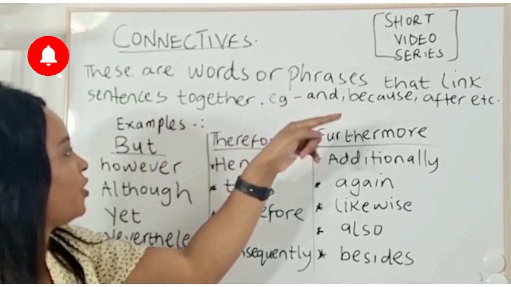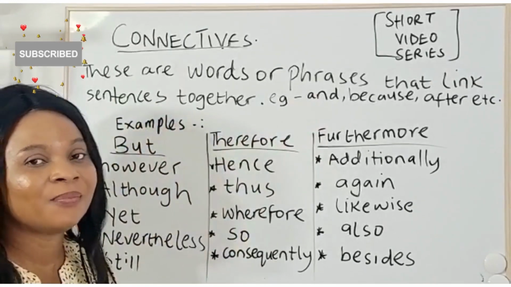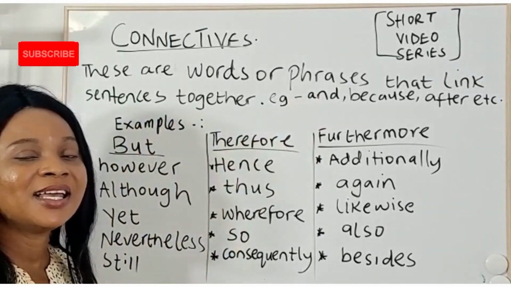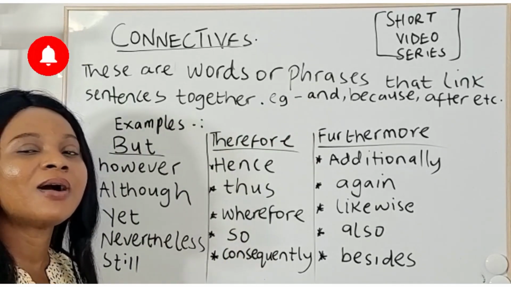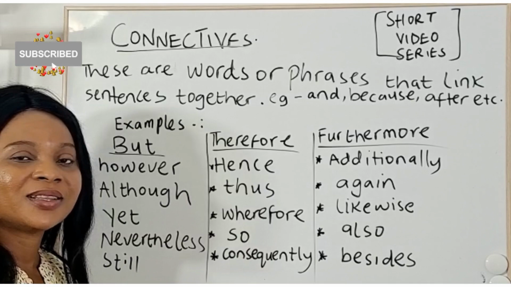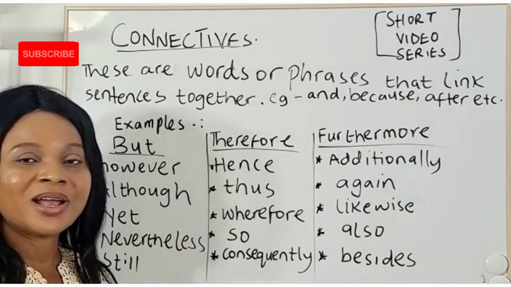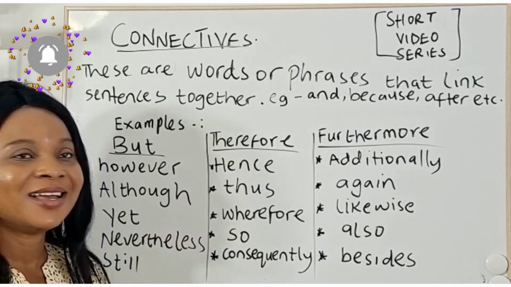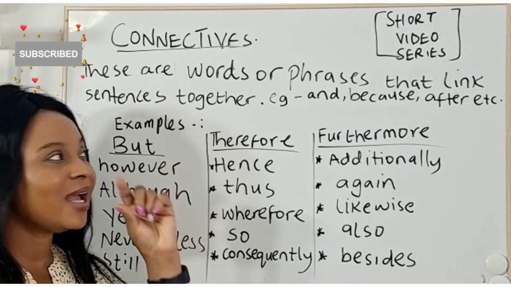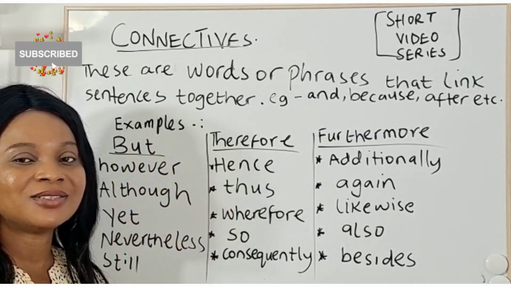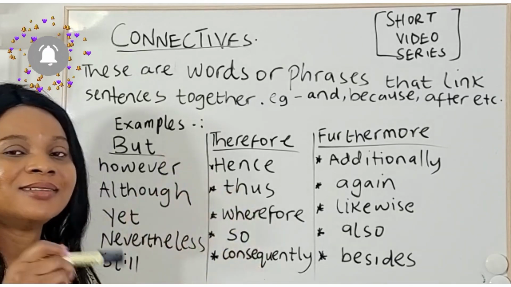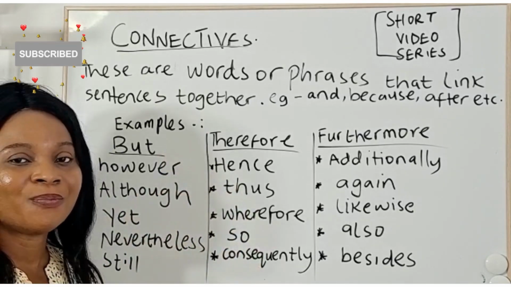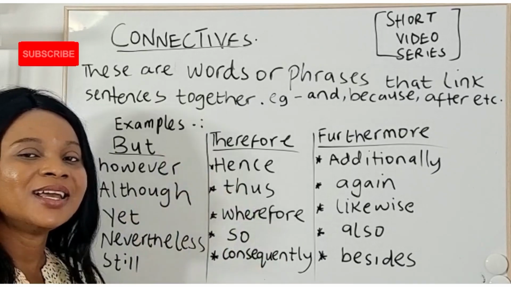Connectives are words or phrases that link sentences together. When you write an essay, you have to link them up with something. The boy and the girl were in grade 4. Now the boy, the girl were in grade 4. That word and is a connective. Now that word and has joined the two sentences together or two words together. So the boy and the girl are in grade 4. So that word and is a connective.